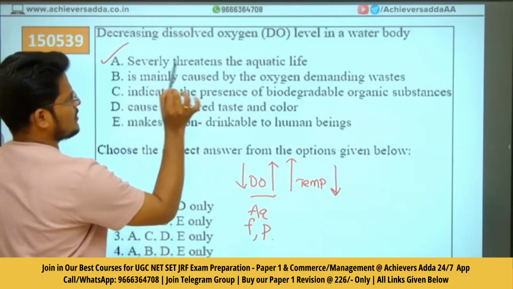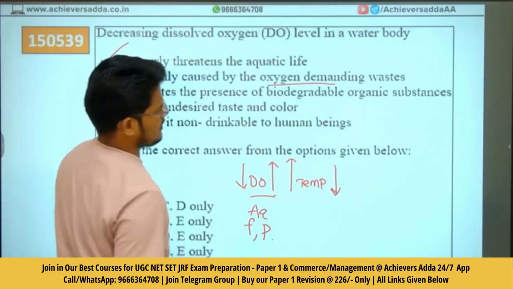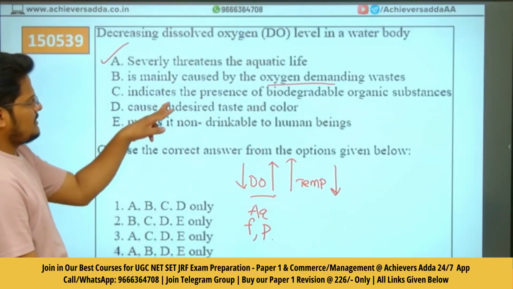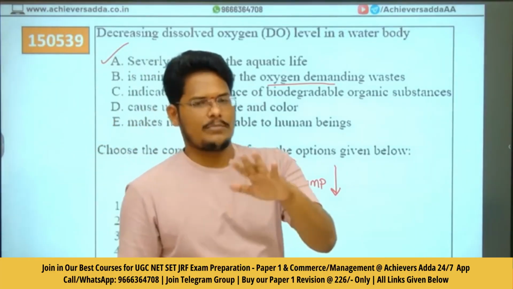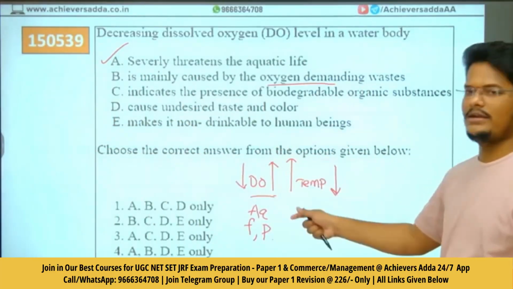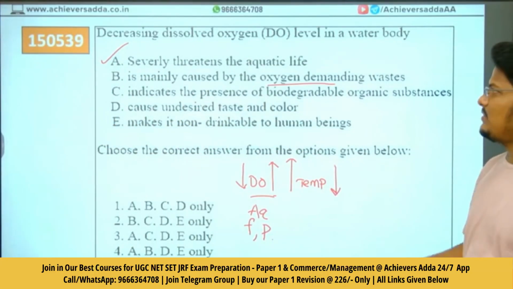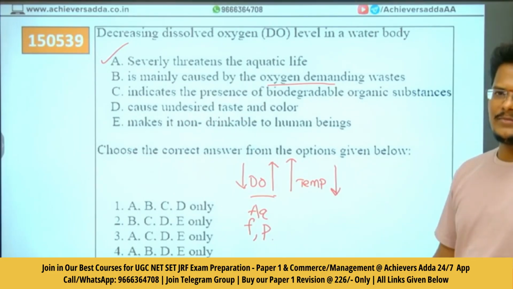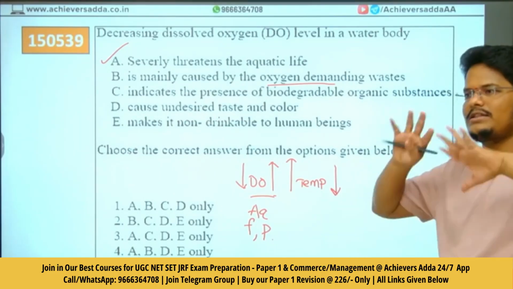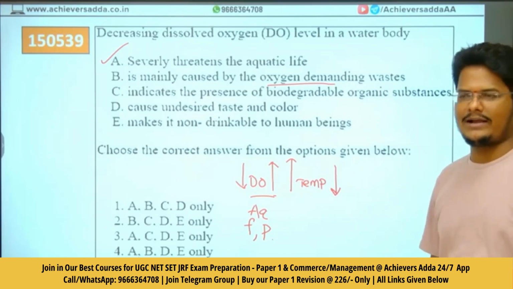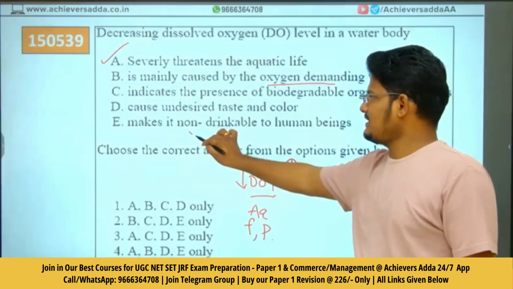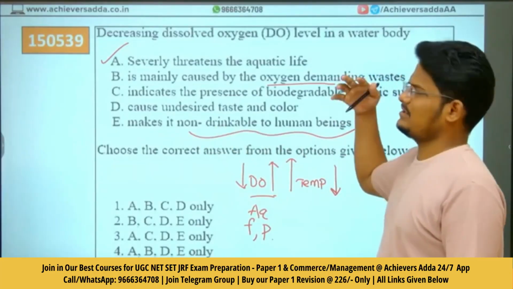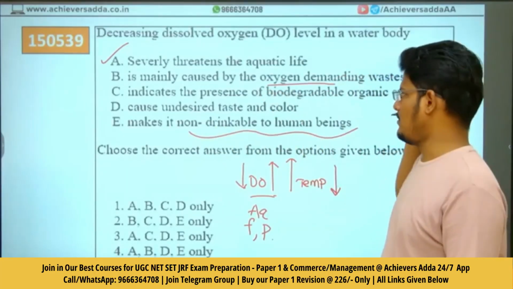It is mainly caused by organic demanding waste. It is the presence of biodegradable substances in the water, making the DO come down, which will increase the temperature. And the taste of this water will not be good. That's why this aquatic life will die. They cannot survive. It makes the water non-drinkable for human beings. Actually, we will not drink that water.